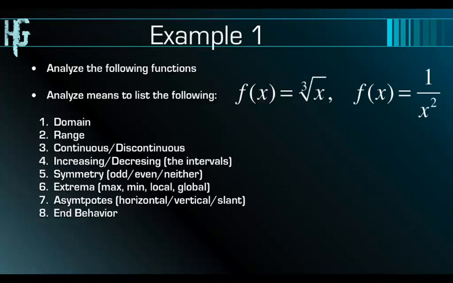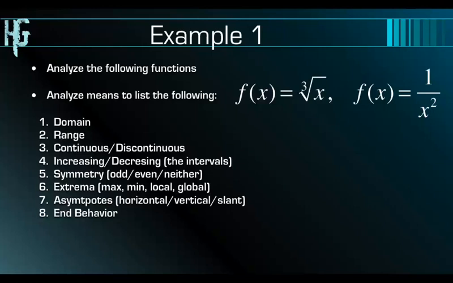Number 5 is symmetry. There are 2 main symmetry types, even and odd. Even means it's symmetric. If I could cut the graph right on the y-axis, then it's the exact same on both sides. Clearly not the same here. One side is above the x-axis, one side is below the x-axis. So it's not even, visually.